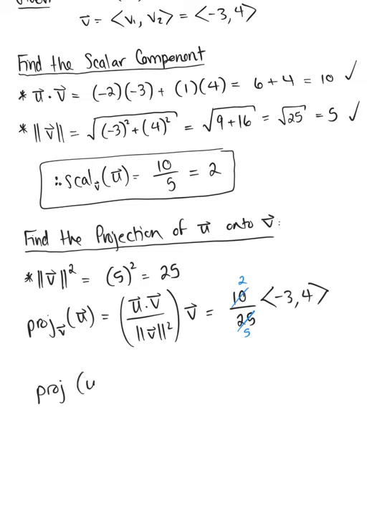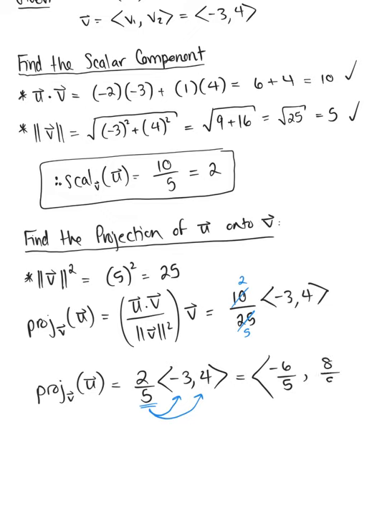So the projection of vector u onto vector v, in scalar multiple notation, is 2/5 times the vector negative 3, 4. And if you wanted to rewrite this in component form, we can distribute that scalar multiple through to both terms, leaving us with negative 6/5, 8/5. So either answer works.